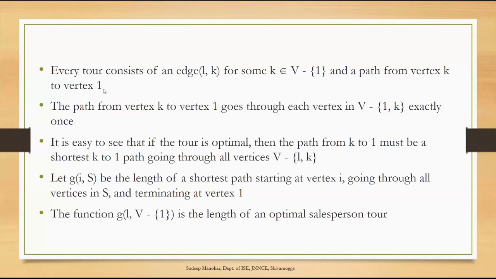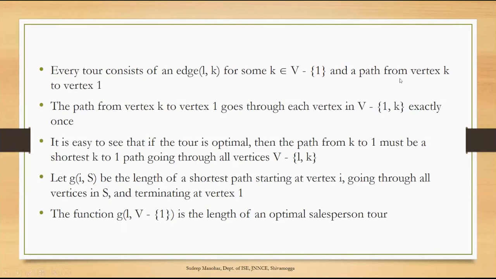Every tour consists of an edge (1, k) starting from the starting vertex. Consider any vertex within the remaining vertices, for some k in V - {1}. V is the set of vertices, minus 1. We are subtracting 1 because we have considered 1 as the starting vertex. That means k can take values from the remaining vertices.